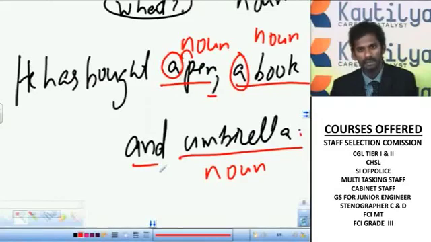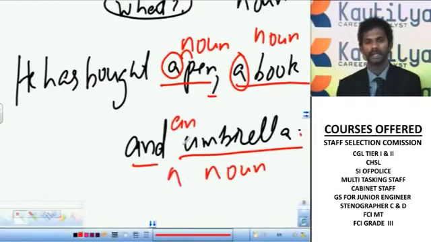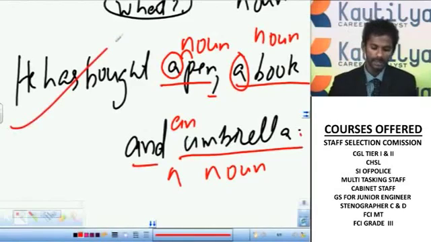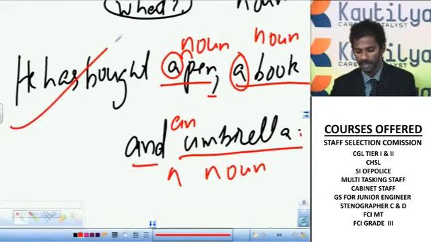How can parallelism be created in this sentence? He has bought a pen, a book and an umbrella. Now this sentence is grammatically fine. All the 3 ideas are single words, right? And all the ideas are the same part of speech. We have an article to refer to all the 3 ideas. So now this sentence becomes grammatically fine. Now there is parallelism. He has bought a pen, a book and an umbrella. Clear? So we discussed 4 concepts in parallelism.